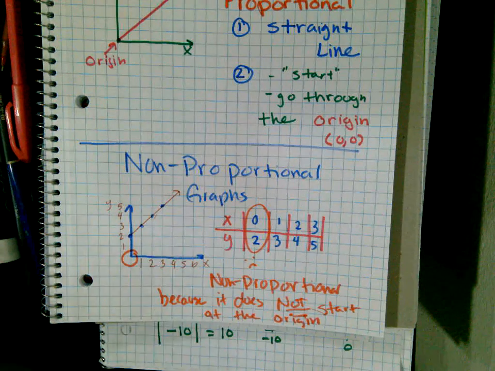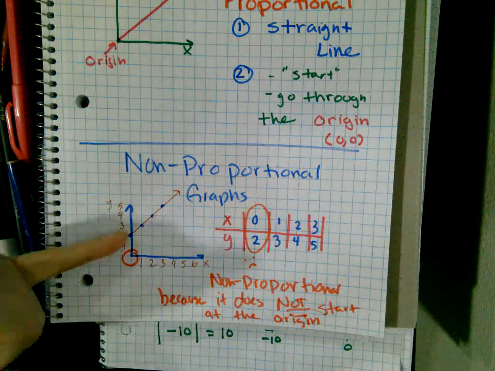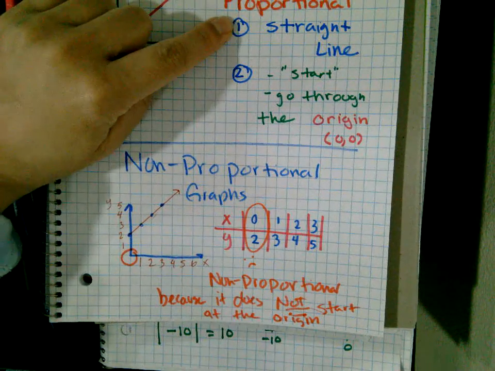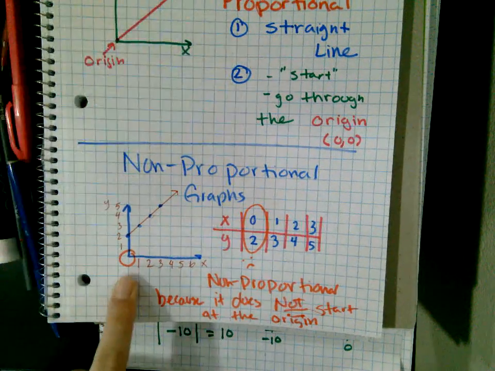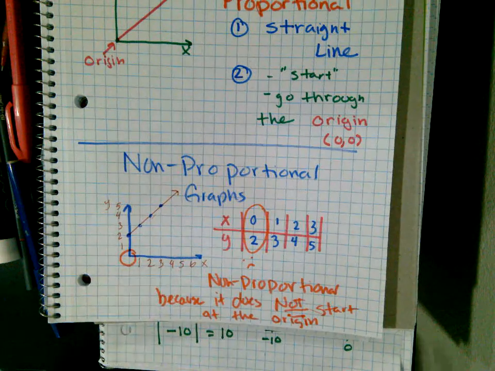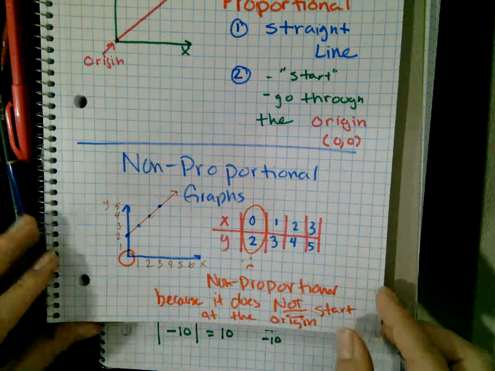Yep. So you see this graph, it's a straight line, 100% a straight line. So it does meet number 1, straight line. But number 2 says, does it start or go through the origin? Totally misses it. Not even close. So it would be non-proportional.